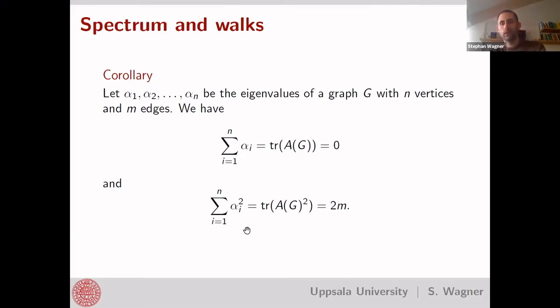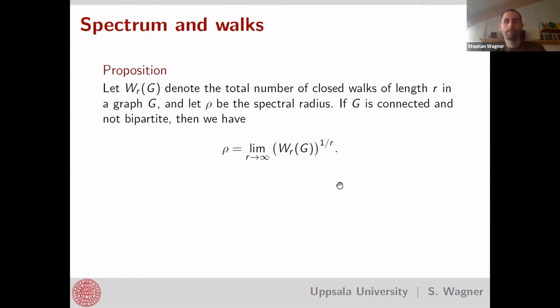Walks of length 2: well, you walk along an edge and then you go straight back. So the number of possibilities to do that is just the number of edges times 2, because you can pick any edge for that, and you can start at either end. So that's twice the number of edges. This is just the number of closed walks of length 2. So by what we've shown, this is the sum of the squares of the eigenvalues. It's always equal to twice the number of edges.